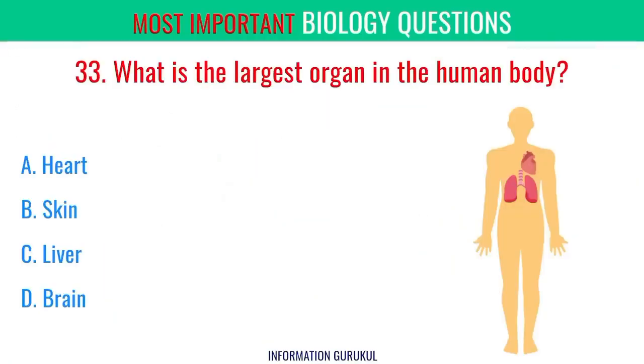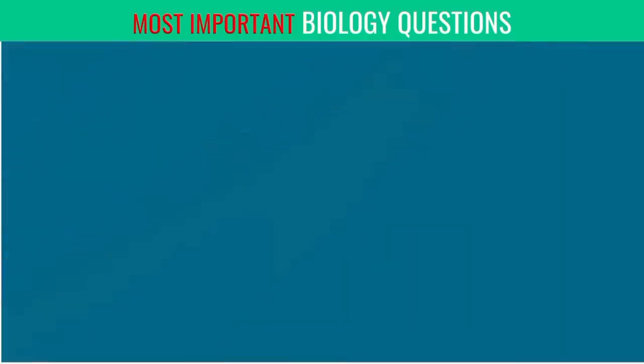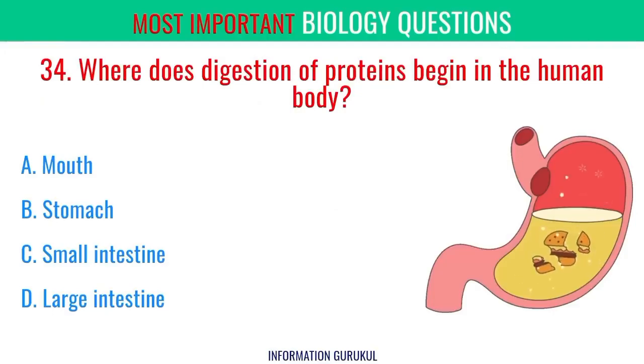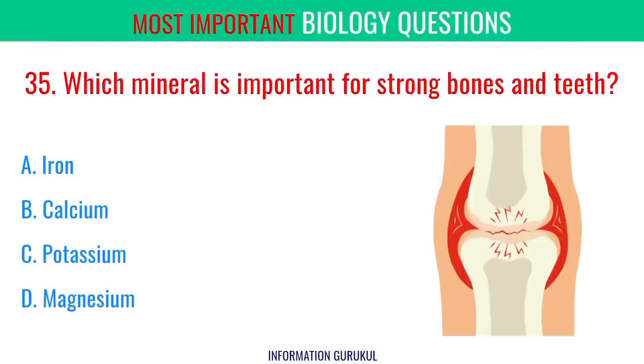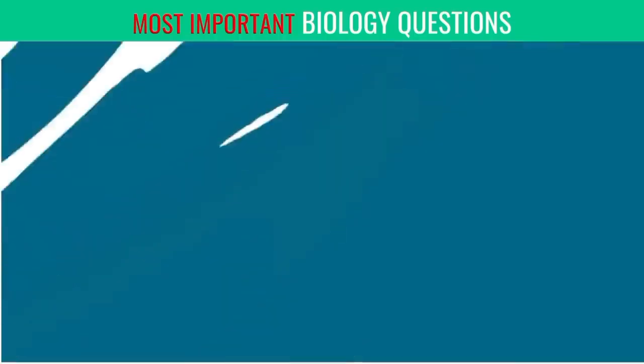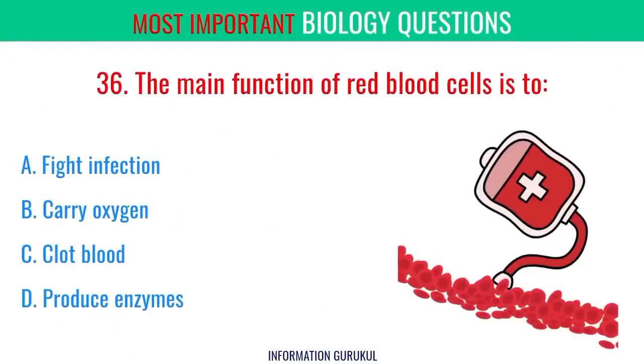What is the largest organ in the human body? Skin. Where does digestion of proteins begin in the human body? Stomach. Which mineral is important for strong bones and teeth? Calcium. The main function of red blood cells is to carry oxygen.